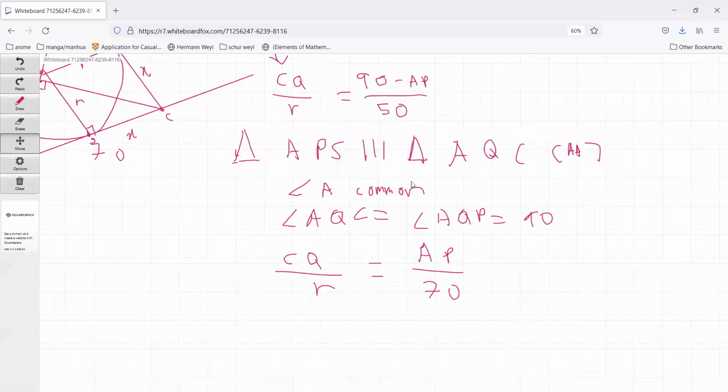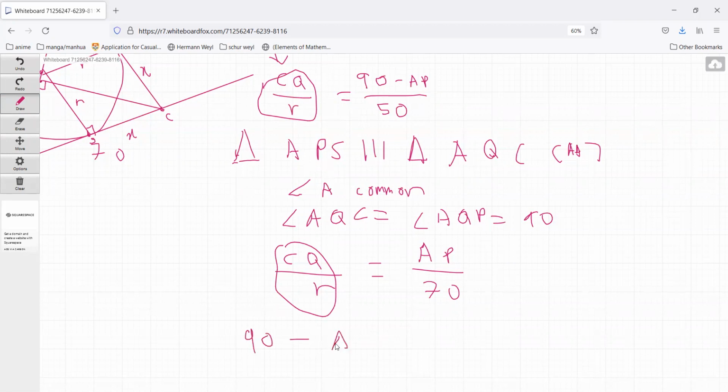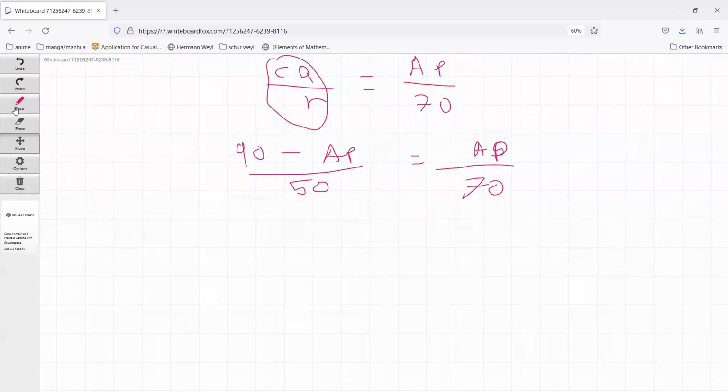Right. Interesting. Okay. So just going back to this, we have CQ and R in both expressions. So let's equate these two. So we have 90 minus AP on 50 equals AP on 70. And so we can solve this, right? 6,300.